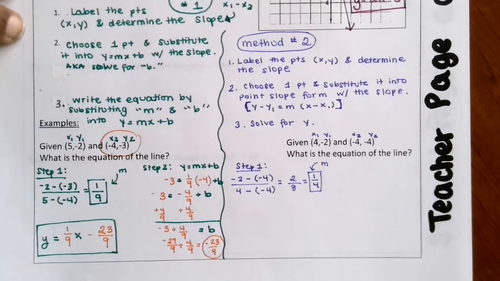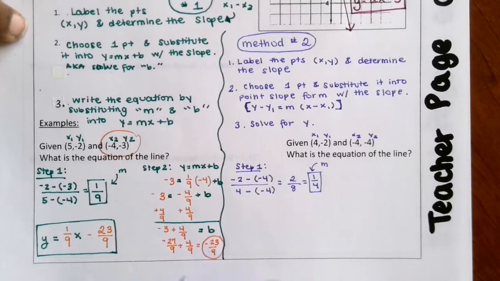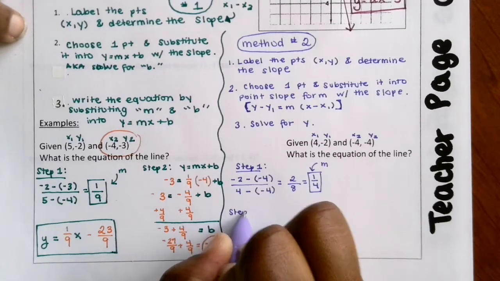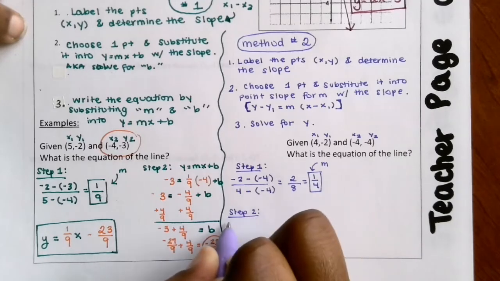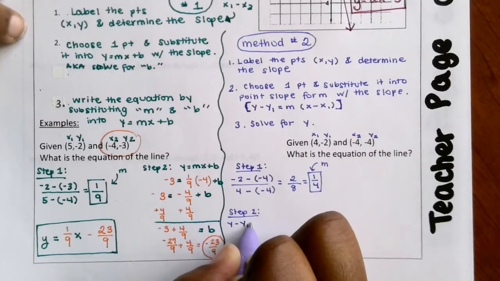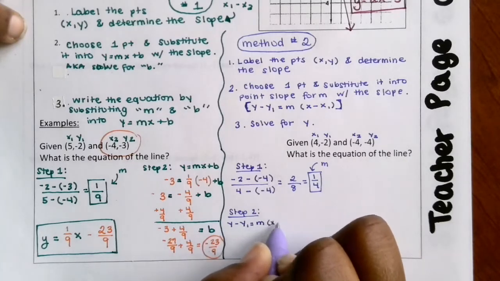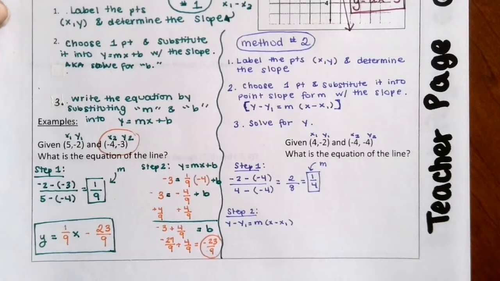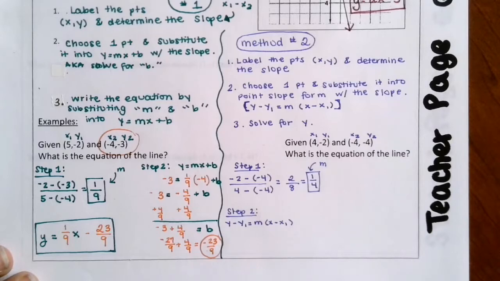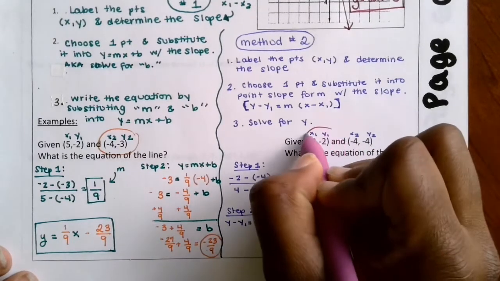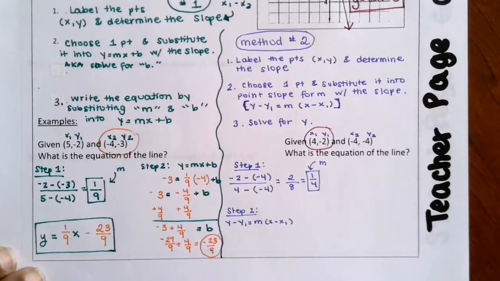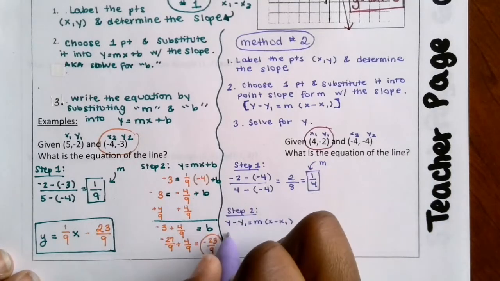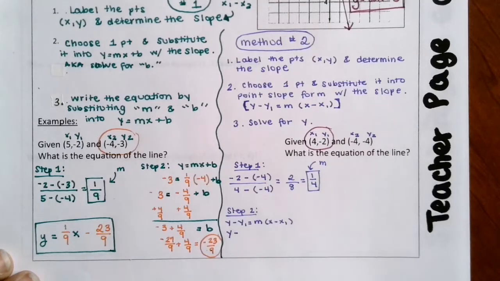For step 2, I need to choose one point and substitute it into our point-slope form. Again, I'm labeling my work area in order to keep it neat. And our point-slope form is y minus y1 is equal to m multiplied by the difference of x minus x1. For demonstration purposes, I'm going to choose the first point, which is labeled x1 and y1. I do not have to use this point. I could very well have used the x2 or y2 point if I wanted to. Remember, you can choose either of the 2 points when you are solving at this step.